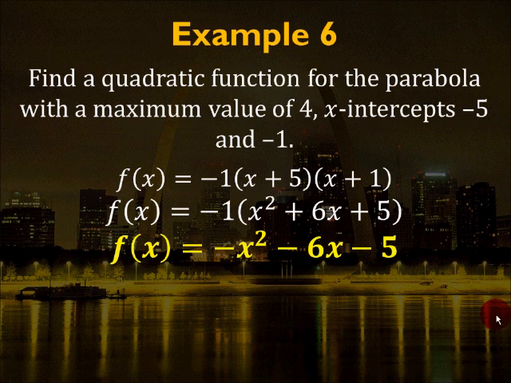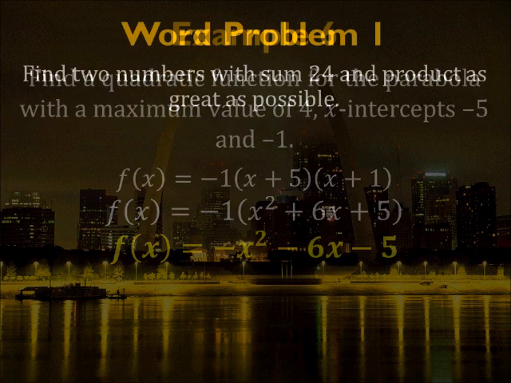So again, the steps are: come up with an initial equation using a and the factors for the x-intercepts. Use the minimum or maximum value that they give you. Find the x value of the vertex by averaging the two intercepts. Plug them into the original equation, solve for a, plug a into here, and distribute all of the factors.